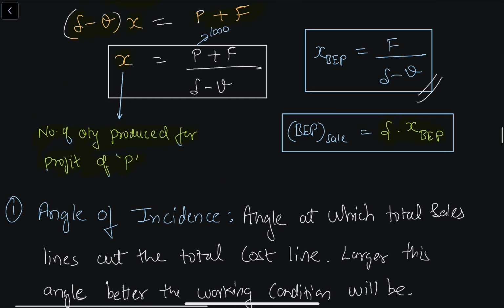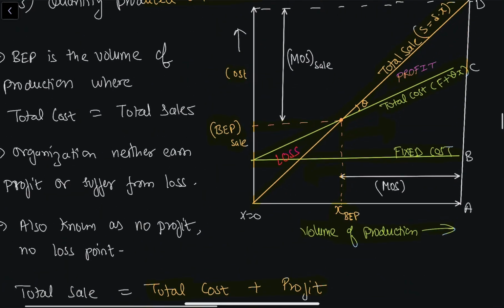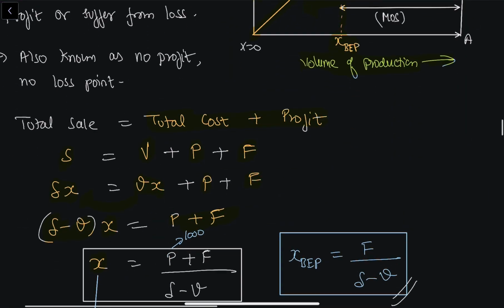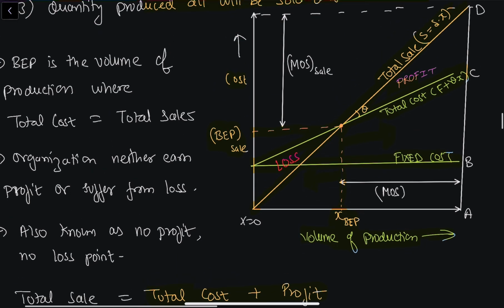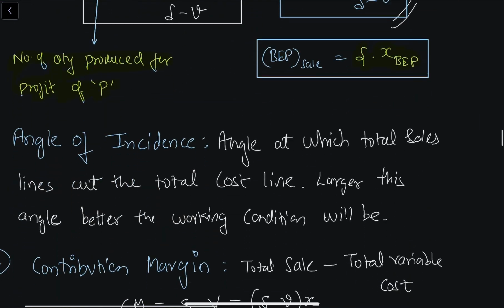Okay. Now to understand this graph, we have some angle of incidence. This theta is the angle of incidence. This theta will tell you at which angle the total sale line cuts the total cost line. This is your angle theta.